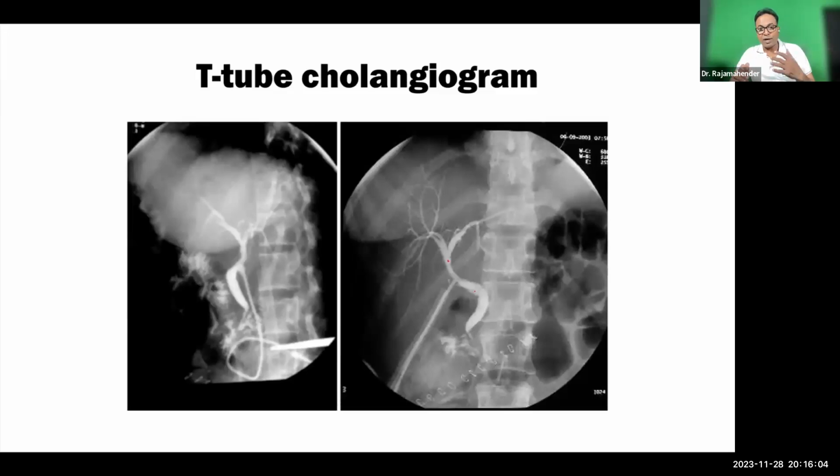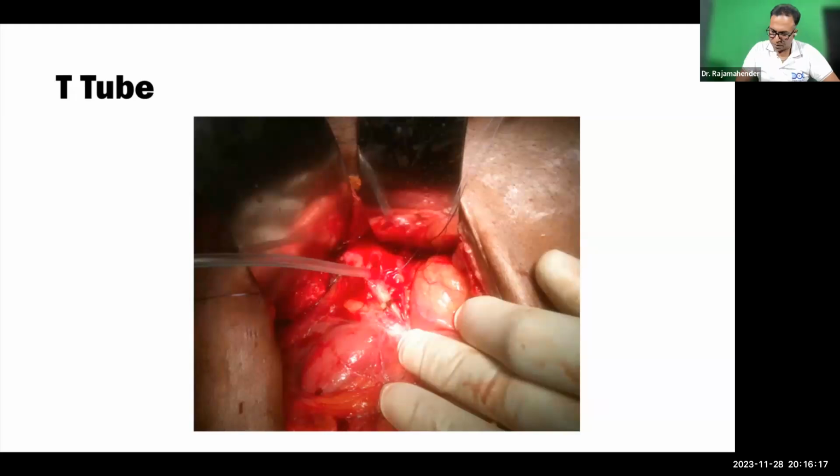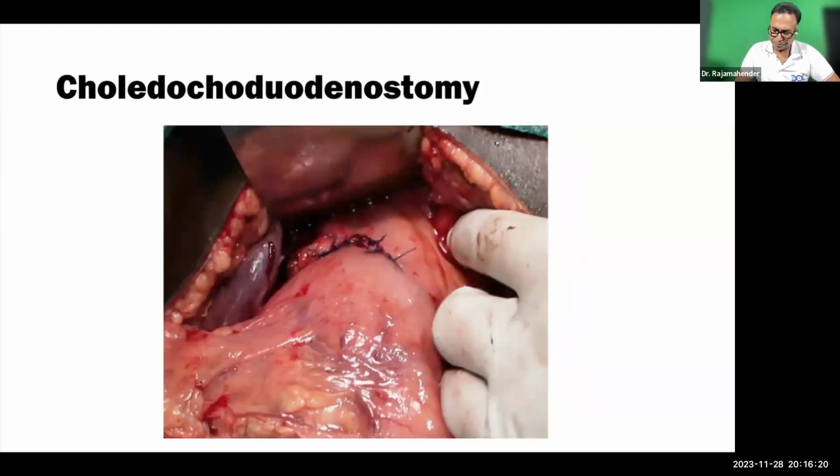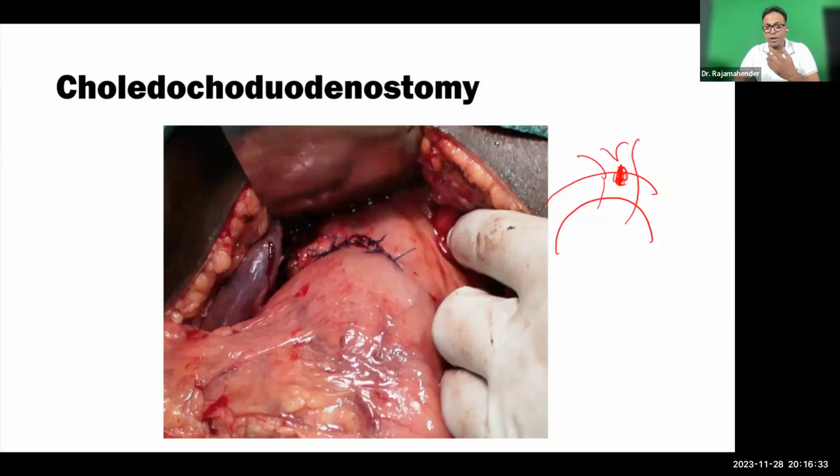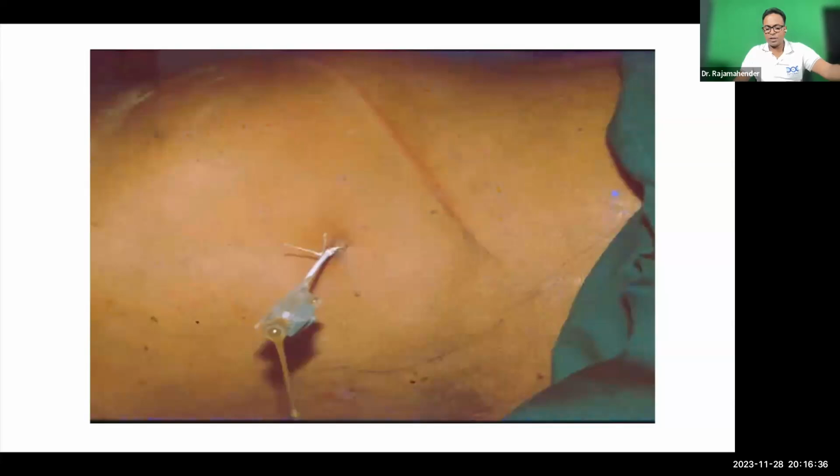Before removing, if there is a stone, I have to do something which is beyond the scope of this chapter. For any stone in the bile duct we have many techniques, but please remember before removing the T-tube, I should do a T-tube cholangiogram. This is a picture showing the T-tube kept inside. Some surgeons, instead of keeping a T-tube, directly anastomose the opened bile duct with the duodenum.